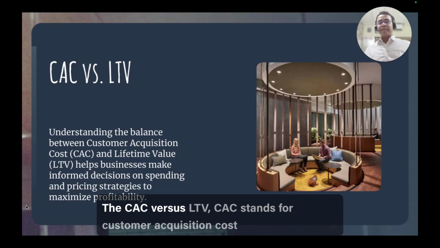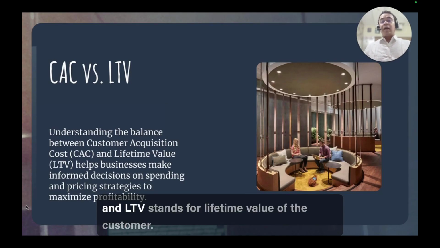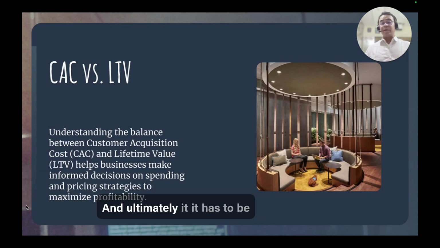The CAC versus LTV. CAC stands for customer acquisition cost, and LTV stands for lifetime value of the customer. And ultimately, it has to be the balance between both of them. But ultimately, it's about the overall lifetime value that a service provider gets out of that relationship with the customer after nurturing the relationship with trust and credibility over a period of time.